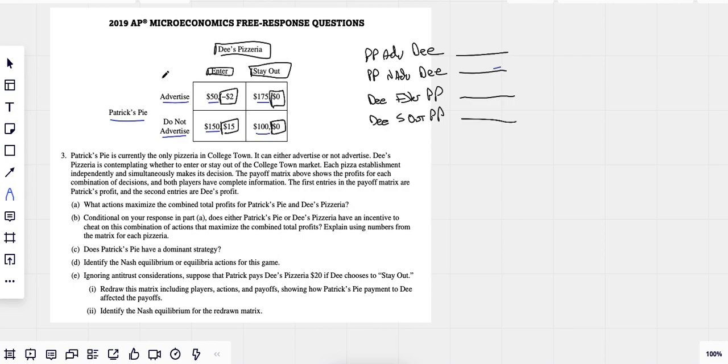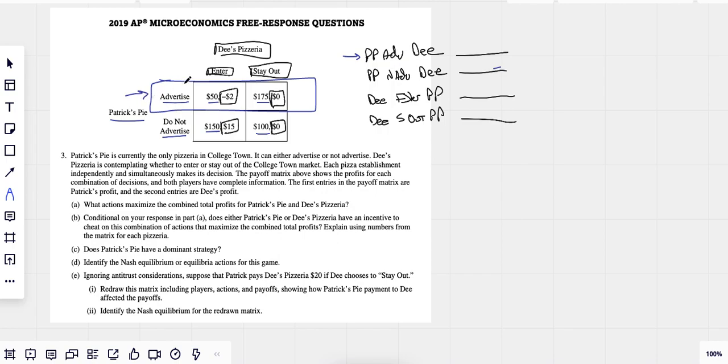Let's say Patrick Pie advertises. I've already underlined all of Patrick Pie's numbers. I've squared in all of D's numbers. This helps me keep everything straight, I think. Then I've written a little word chart here. If Patrick Pie advertises, what's D going to do? Let's go ahead and do it.